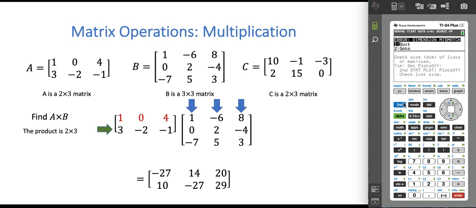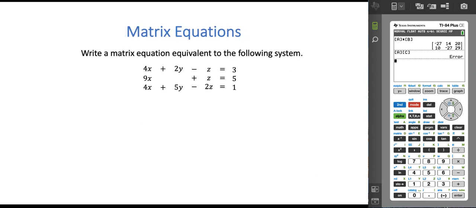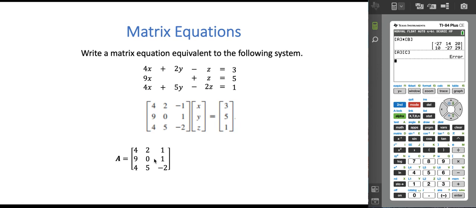Okay. The next thing we want to do is talk about the last learning outcome, which was to take this system of equations and write a matrix equation that's equivalent to it. So what we're going to do is separate this into a coefficient matrix, the variable matrix, and the constant matrix. Our variable matrix we're going to call X. Our coefficient matrix we're going to call A.